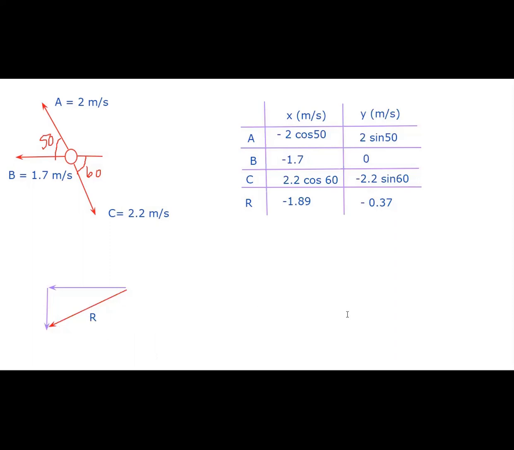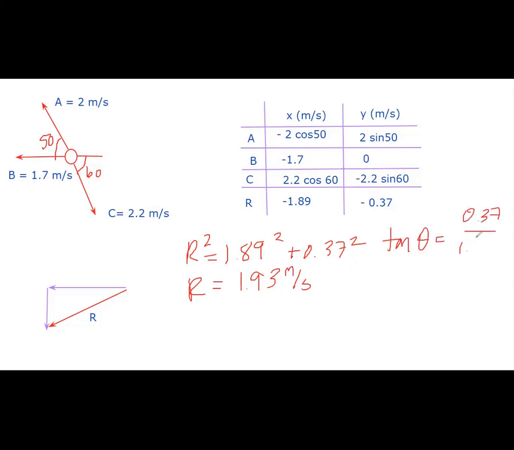Now we have to solve for R using our math. R squared equals 1.89 squared plus 0.37 squared. R equals 1.93 meters per second. And then tan theta equals 0.37 over 1.89.